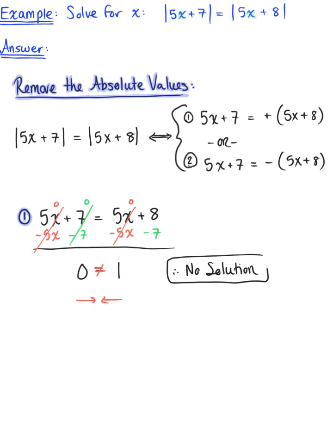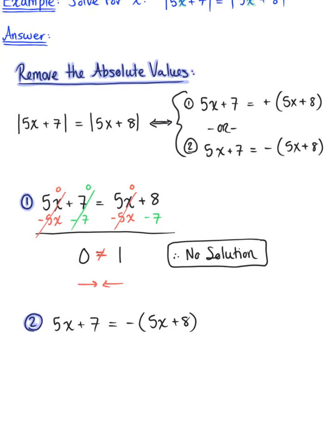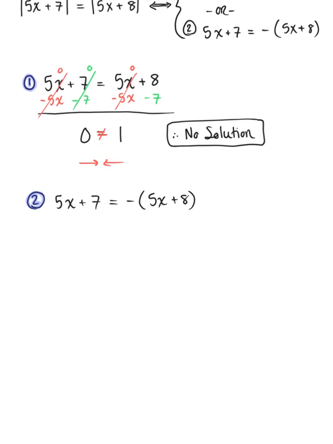So we can make the conclusion here that there's no solution with case 1. But this doesn't mean that there's no solution to the whole absolute value equation. It just means that there's no solution to case 1. So with that being said, let's think about case 2, where we have 5x plus 7 is equal to minus (5x plus 8). And let's give ourselves plenty of room here.